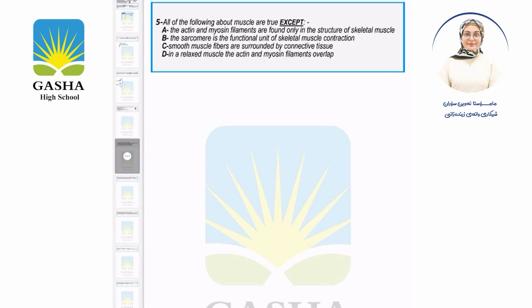Question 5: all of the following about muscle are true, except. So we are choosing the non-correct choice in this question. The first one, A, the actin and myosin filaments are found only in the structure of skeletal muscle.